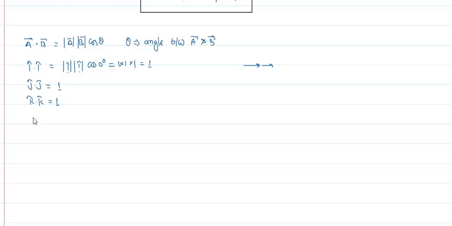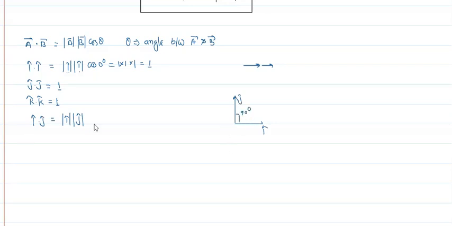But let's suppose I want to do i dot j. The magnitude of this vector i is 1, and the magnitude of this vector j is 1. What is the angle? This is the x-axis, this is i, and this is the y-axis, this is j. So what is the angle between these two?